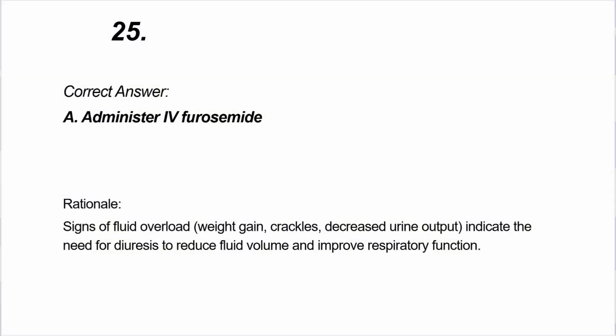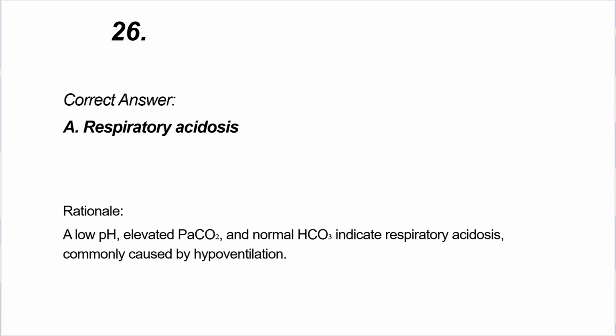25. A. Administer IV furosemide. Rationale: Signs of fluid overload, weight gain, crackles, decreased urine output indicate the need for diuresis to reduce fluid volume and improve respiratory function. Questions 26 to 30. ABGs, COPD, and medication administration.